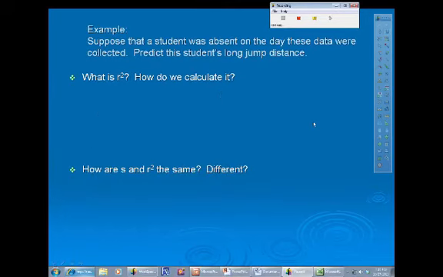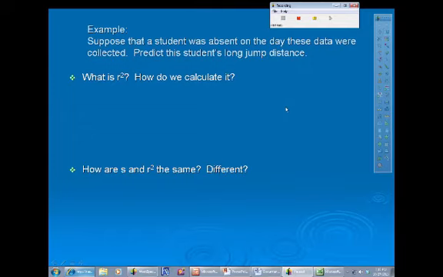Okay, suppose that a student was absent on the day these data were collected. Predict this student's long jump distance. Well, that'd be great. It'd be so much easier if we could use the line of regression, but we don't have the student's sprint time. So what should we do? Well, probably the best strategy is to use the mean jump distance of the other students. Now, that would be if this is a really strong correlation, and we need to check that.